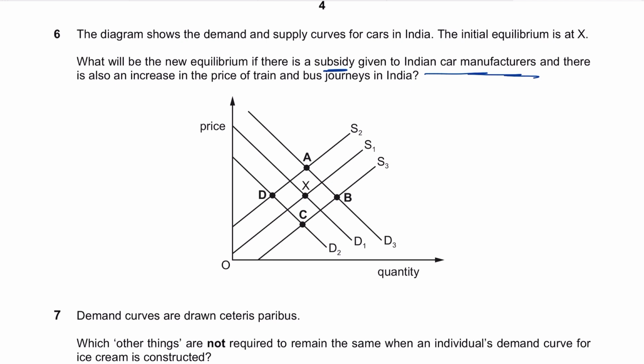And if the price of train and bus journeys is going up, which are substitutes for cars, then people will travel less by train and buses and more by cars. So demand will go up as well as supply. If D1 and S1 is the original equilibrium, then demand should move outwards. So the new equilibrium should be where D3 intersects S3, and that is at B. So B is the right answer.